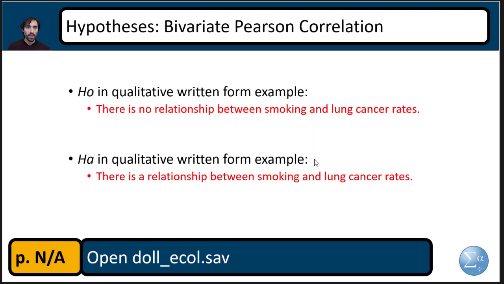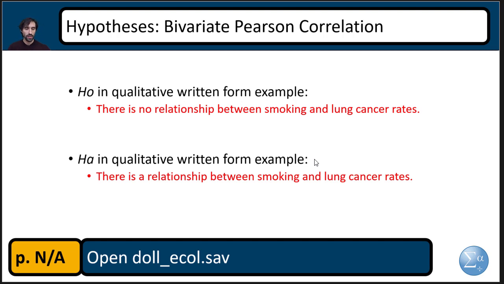All right, so we will look at the null and alternative hypothesis. So you would state for the null hypothesis that there's no relationship between smoking and lung cancer rates. Whereas the alternative is that there is a relationship between smoking and lung cancer rates, that there is an association with the amount of smokers that you have and the amount of people with lung cancer.